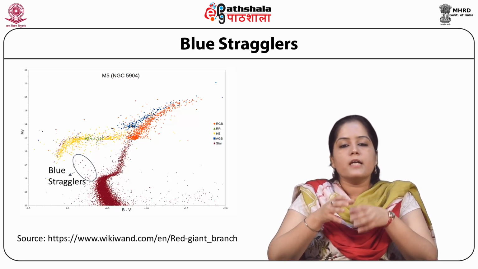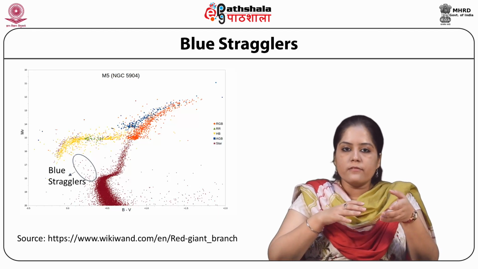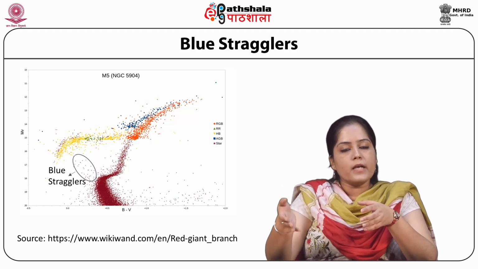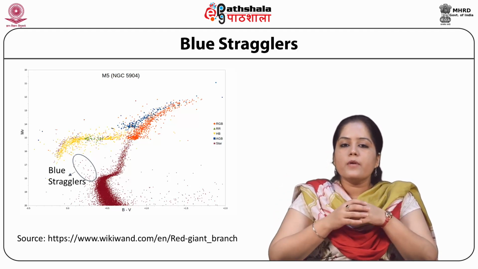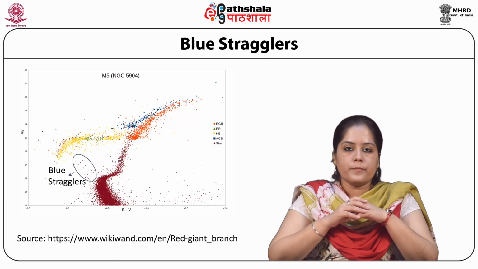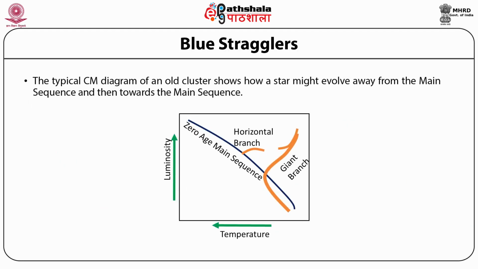It is believed that they were originally less massive but accreted mass from their binary companions and came to exist in their present location as shown in this figure. So students, this figure shows the typical CM diagram of an old cluster showing how a star might evolve away from the main sequence and then towards the main sequence.